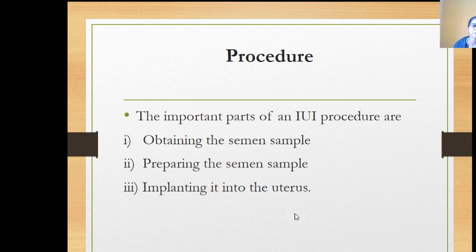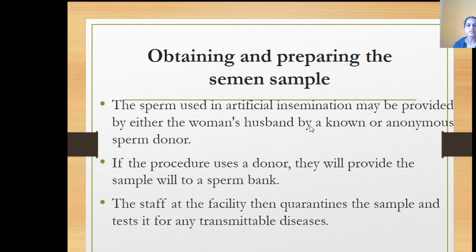Now, let's see what are the procedures, the steps that are followed during artificial insemination or intrauterine insemination. The first step is obtaining the semen sample. Second, preparing the semen sample. Third is implanting it into the uterus. So these three are the steps involved in intrauterine insemination. First, let's see how semen is obtained and prepared.